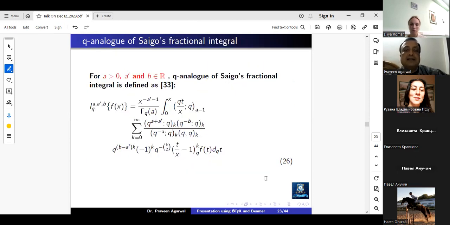For a greater than 0, a dash and b belonging to the q-analog of the Saigo fractional integral, this is the Saigo fractional integral. Its q-analog is defined by equation 26.